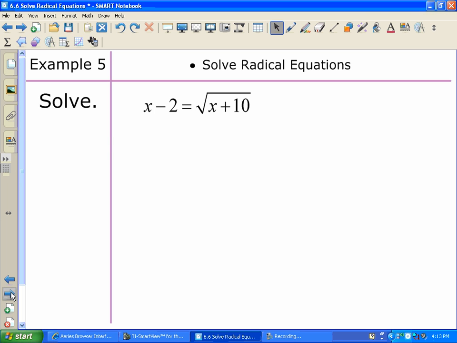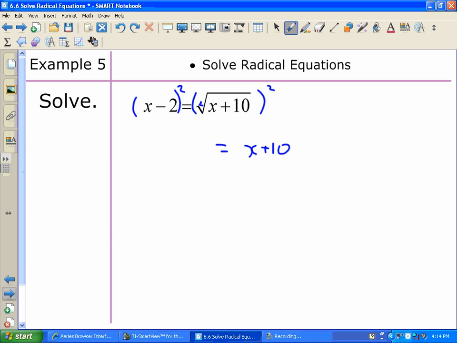So that means I need to get rid of the radical. That says the square root, so what I'm going to do is square both sides. Remember, if there's no number there, it's a 2. So I'm going to square the square root. The right-hand side, that's the easy part. I got this. That's x plus 10.